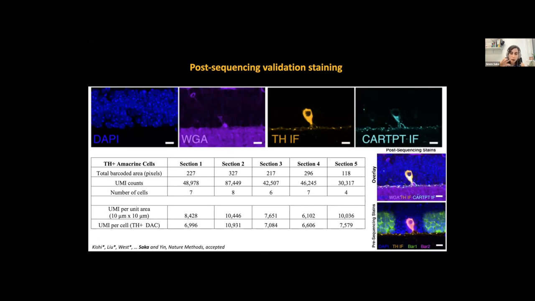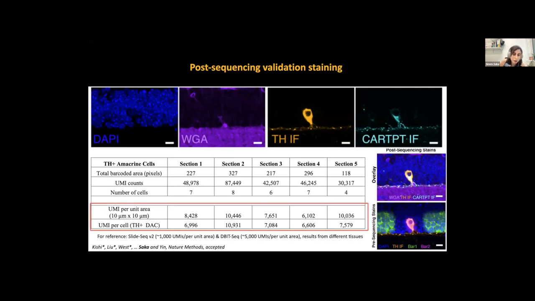And so, some of the quantitative aspects of these results, for those of you who are a bit more into the sequencing side of things. So the UMIs, essentially, are unique molecular identifiers. They give us an idea of the unique transcripts we are getting. And we were able to get essentially, we defined the unit area for now as a 10 micron by 10 micron area.